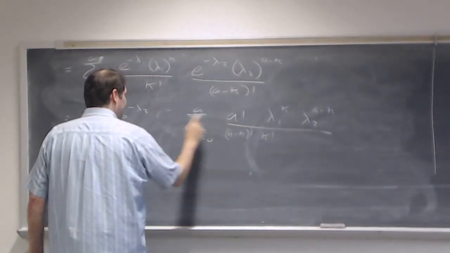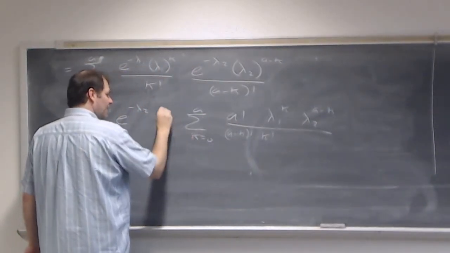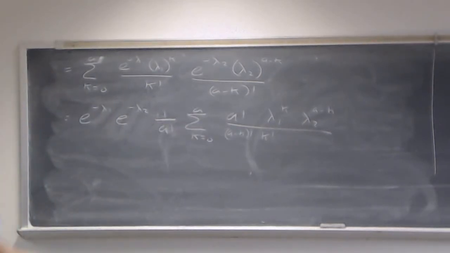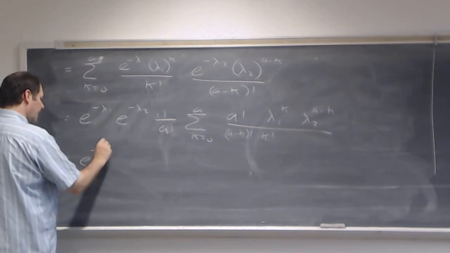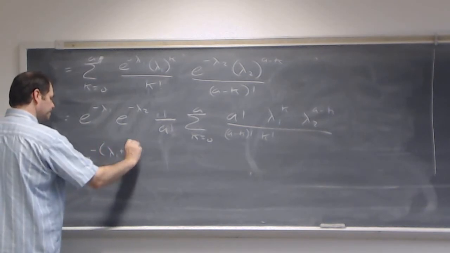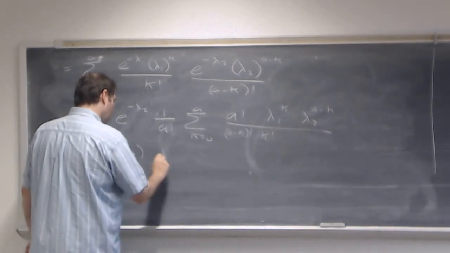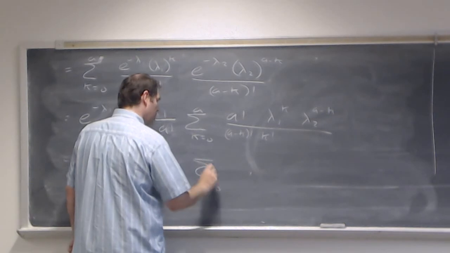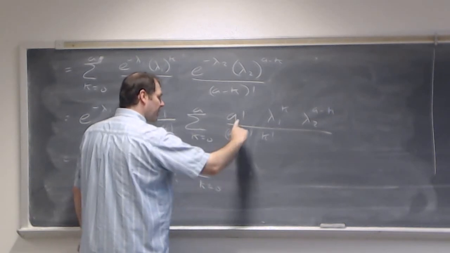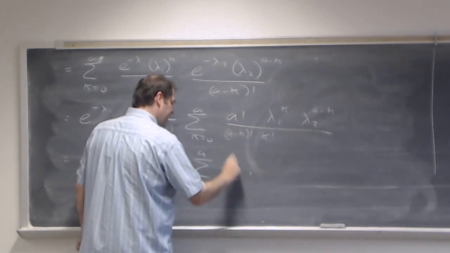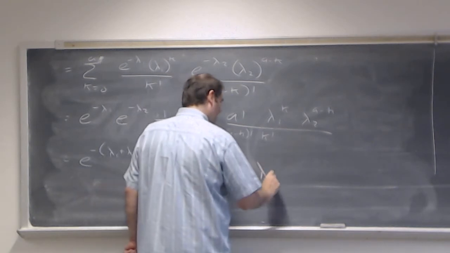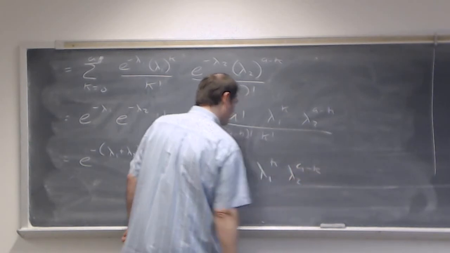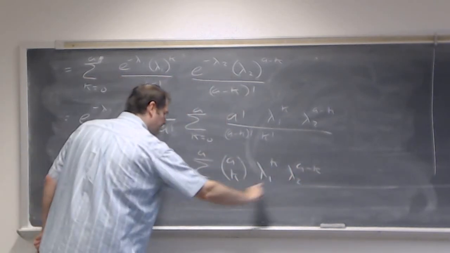I've stuck in this a factorial, which I can do because it's a constant, but I have to compensate for it by putting 1 over a factorial up front. So this is equal to e to the minus quantity lambda 1 plus lambda 2, times 1 over a factorial, times the sum as k runs from 0 to a. This part is a choose k, and here I have lambda 1 to the k and lambda sub 2 to the a minus k. And by the binomial theorem, we can apply that.